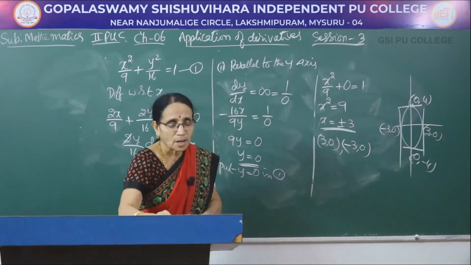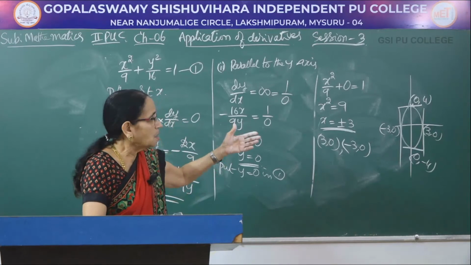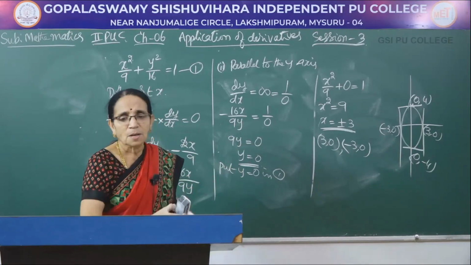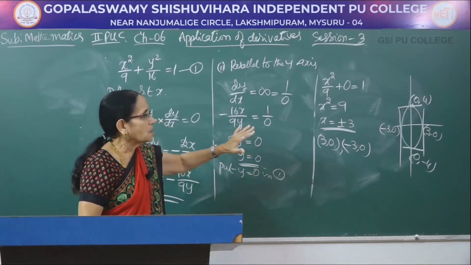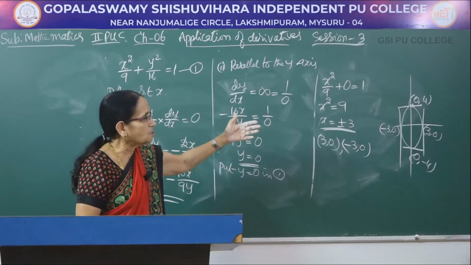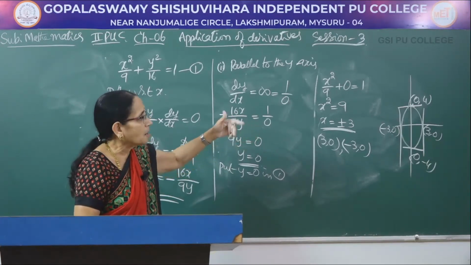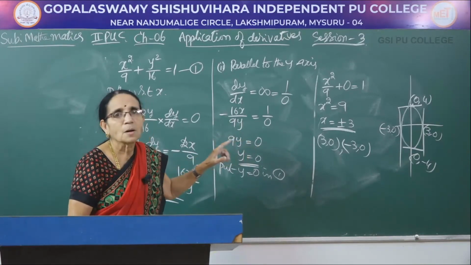So you are getting the points on the curve at which some condition is satisfied. Therefore, how do you write? First case: the points at which the tangents are parallel to the x-axis, the points are 0, 4 and 0, minus 4.